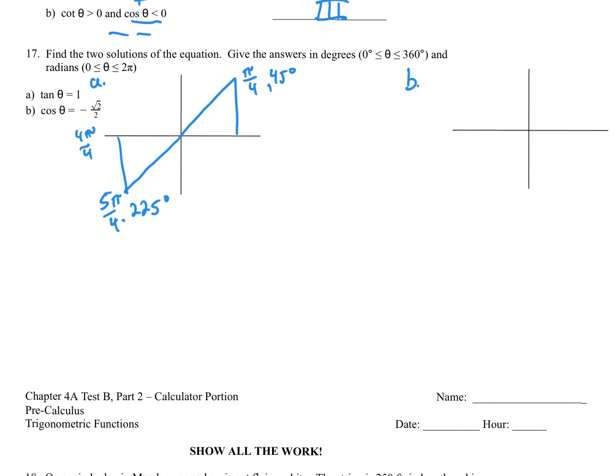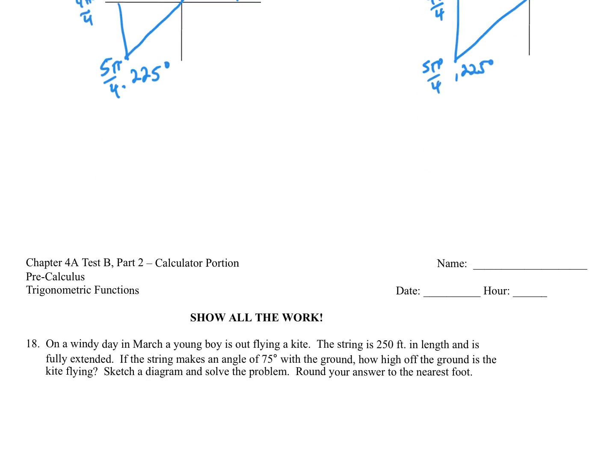B, it is negative, that's -√2/2. So we have back here, these 2, cosine is negative here, and it's 45 degrees. So this is 4 pi over 4. So then this is 3 pi over 4, and we already know this is 5 pi over 4, or 225. 3 pi over 4 is also 135 degrees.